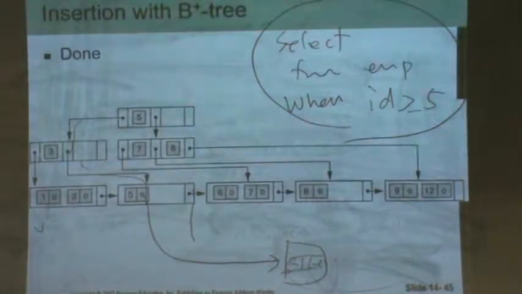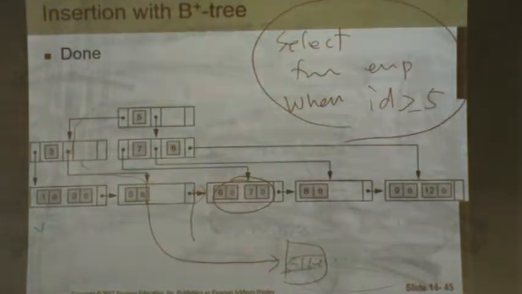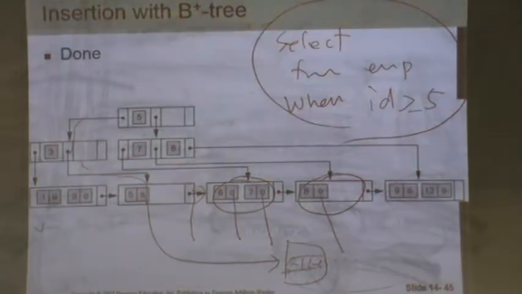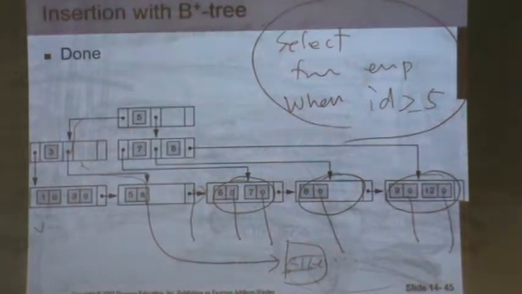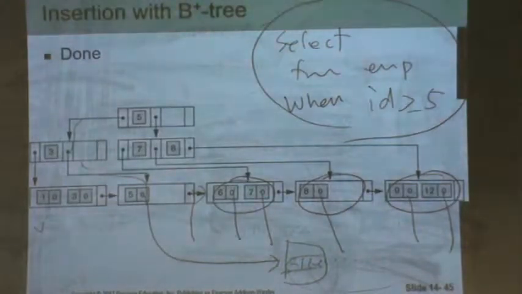Then, do I need to find the next from here? No, because of the sibling pointer, we don't have to go up again. Just the next one. So, total 4, 5, 6, 7, 8, 9, 10, 11, 12. So 12 is enough. What about the same query?